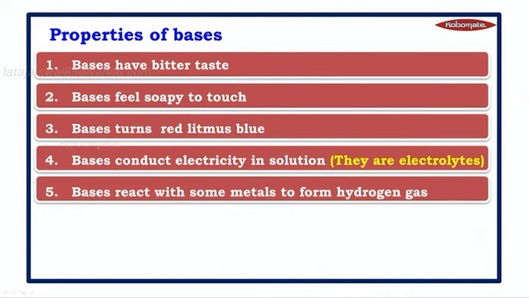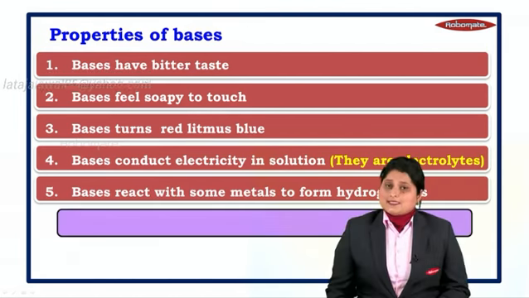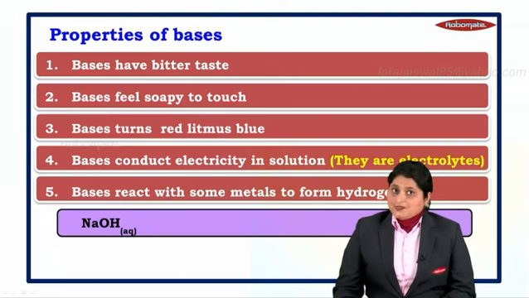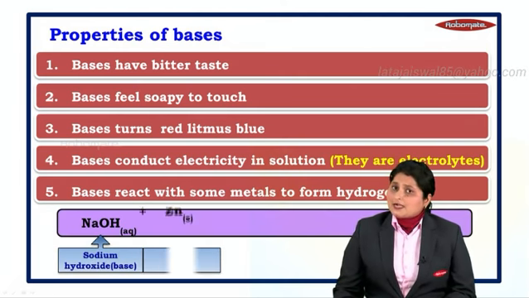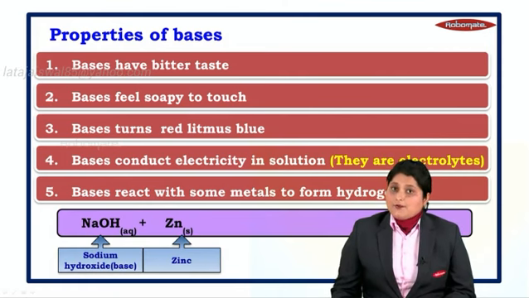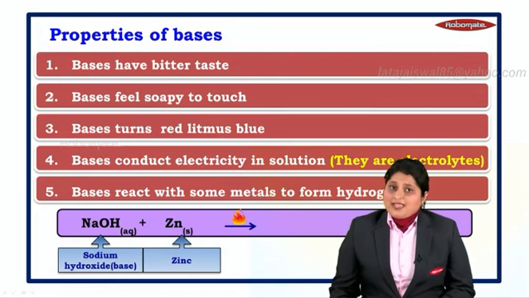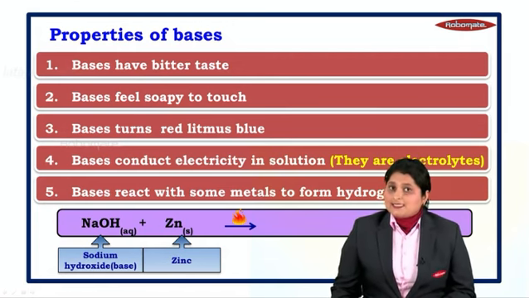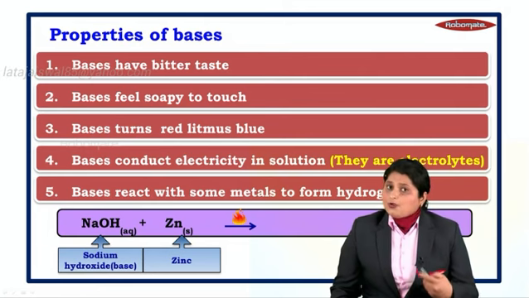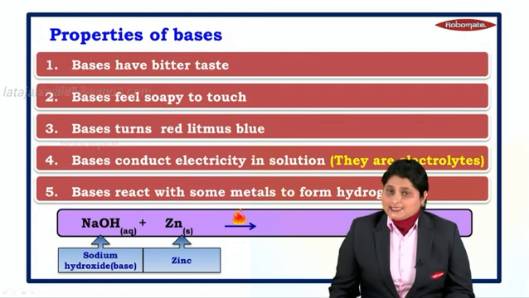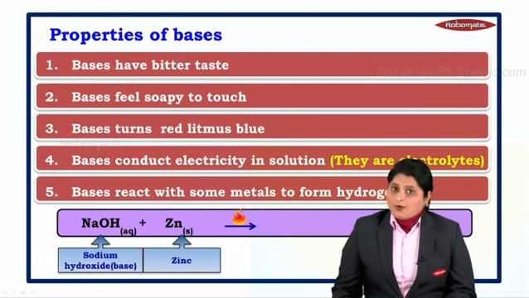Now let us understand which metals react with the bases. NaOH, that is a base, when it reacts with zinc metal. So we are making zinc metal react with NaOH. Let's understand what the products are. For the reaction to happen, we have to slightly heat it. That is why you see an arrow on top, there is a sign of heat. Let's understand what the products are.